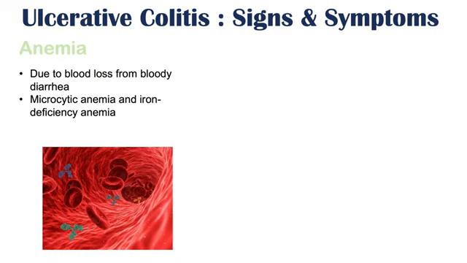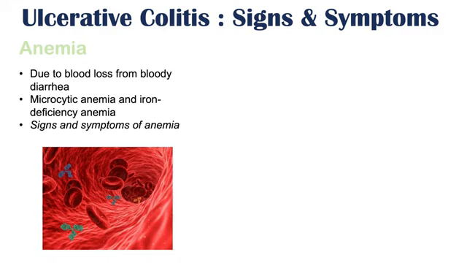Because the patient is losing so much blood from their gastrointestinal tract, their body is going to make new red blood cells. And in doing that, it's going to consume iron. So we're going to lose iron from those red blood cells that have been lost in the bloody diarrhea, and then the body is going to produce new red blood cells, and it's going to use iron to do that. So we're going to have lower iron levels in those patients. So patients are going to have microcytic anemia, and it's more specifically an iron deficiency anemia.